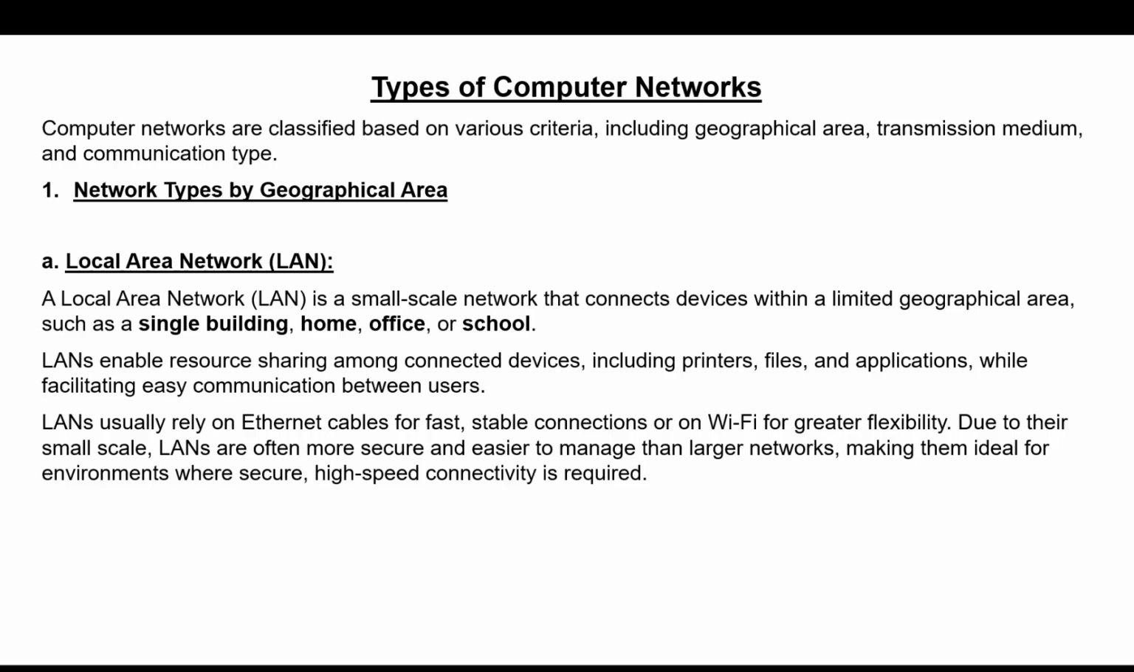So first of all, we check number one, the network type by geographical area, which is like location. Again, we compare with the people or the buildings. If it is one building, it means we compare the whole one building with the one on water.